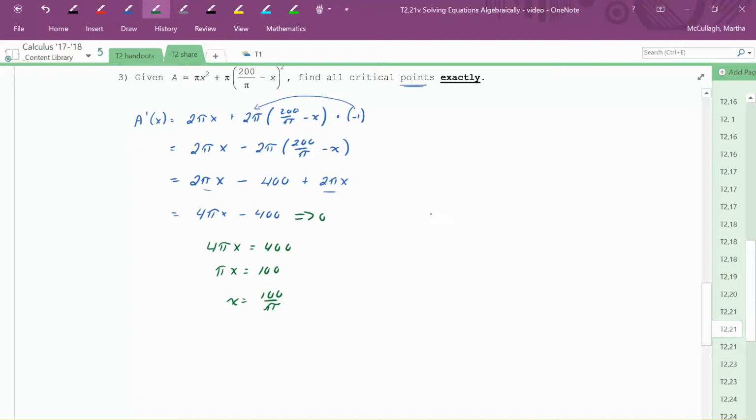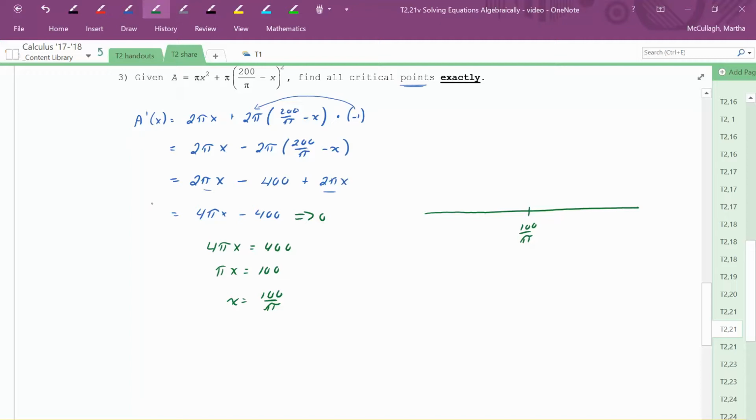Well, is this a maximum or a minimum? Well, I've got 100 over pi, and I'm not going to get an approximate value on my calculator because it asked me for an exact value. Depending on what the problem would be like, I might want to get an approximation, but since it asked me for exactly, I'm just going to leave it as 100 over pi.